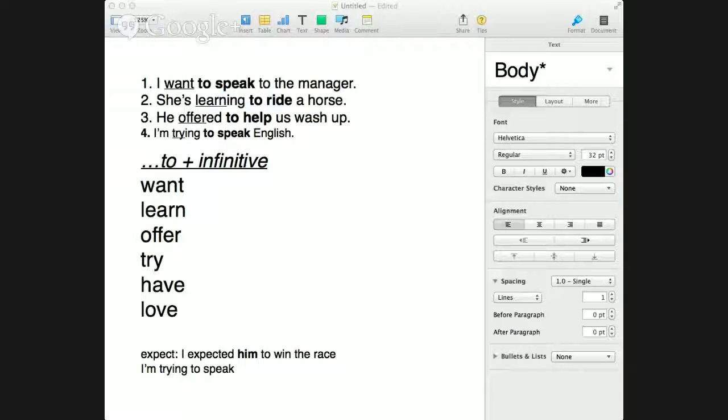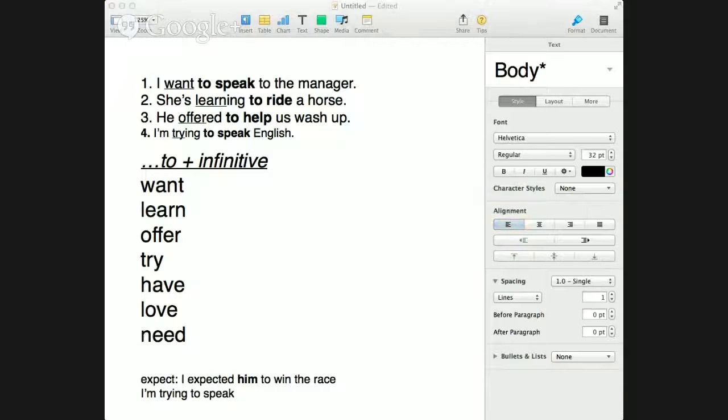Raphael, another one? I need to go to the bathroom. Yep, you can't say I need going to the bathroom, right? Okay, good. All right. Yep, very good. Need. Any others?